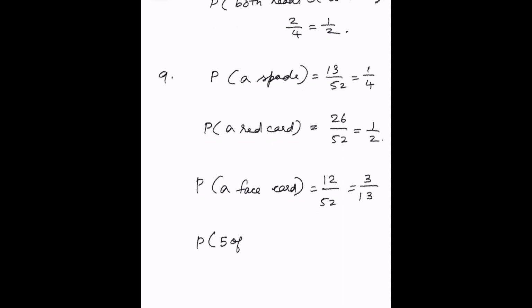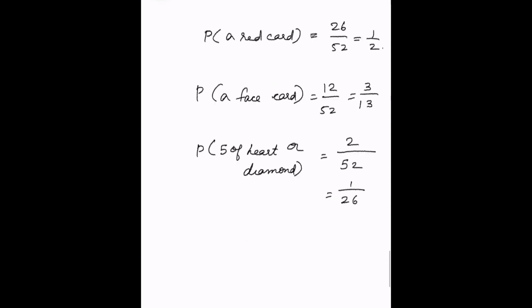Now, probability of 5 of heart or diamond. 2 by 52, which is equal to 1 by 26. Yes. So, heart or diamonds, number 5 is what they are looking at. Under hearts, there is only one 5. Under diamond, there is only one 5. So, 2 cards that satisfy this condition out of 52 cards, which would be 1 by 26.